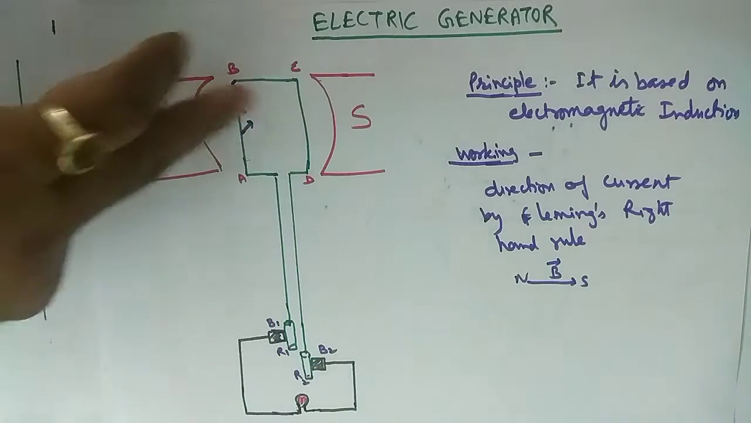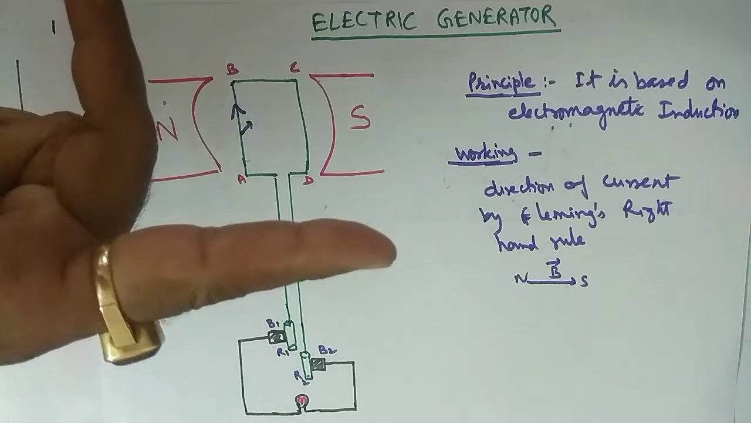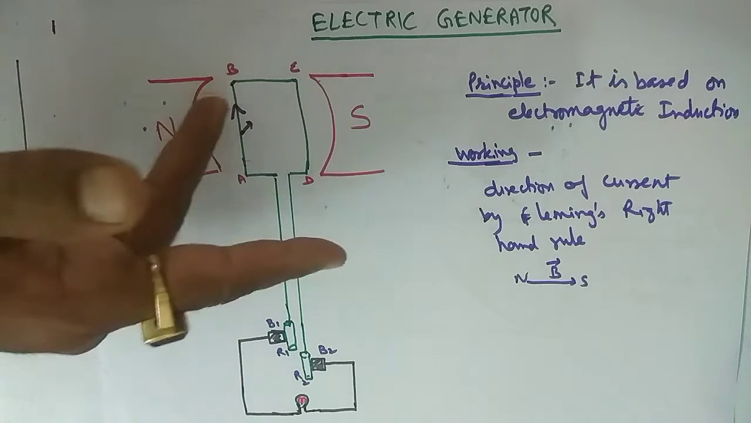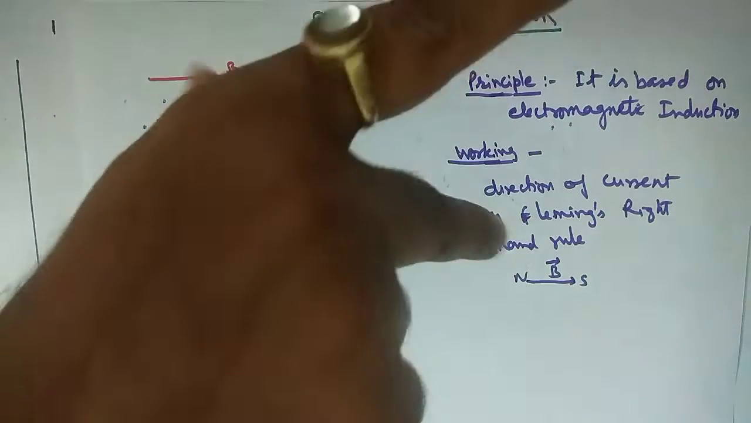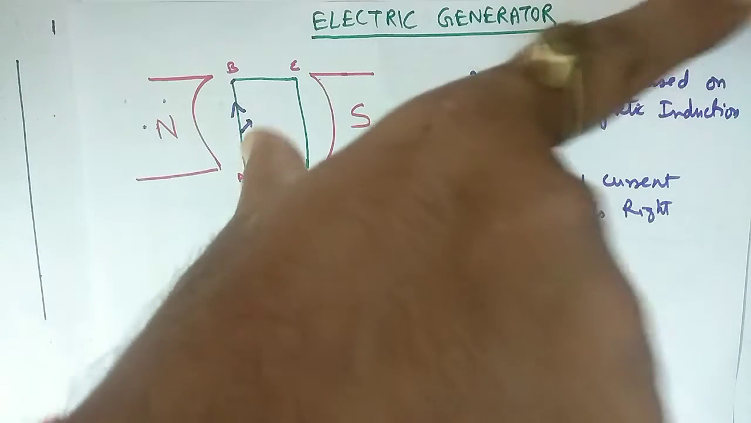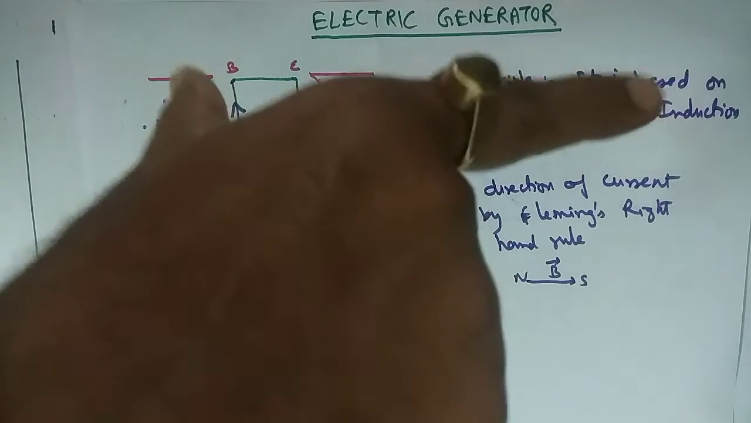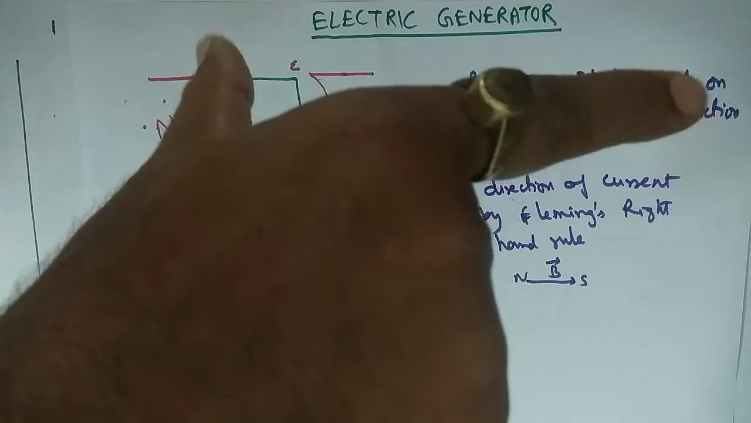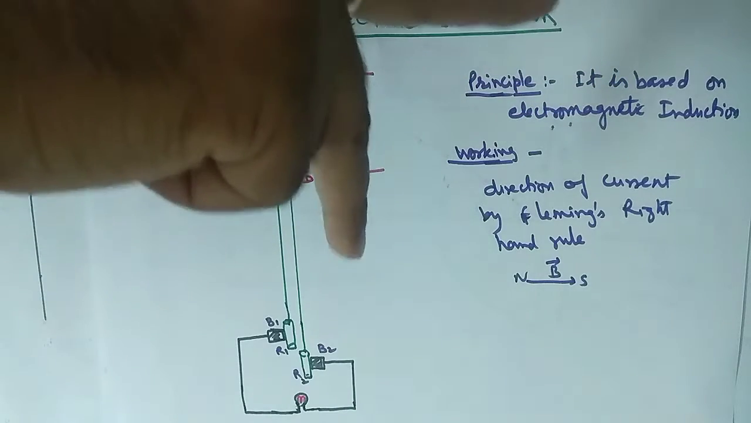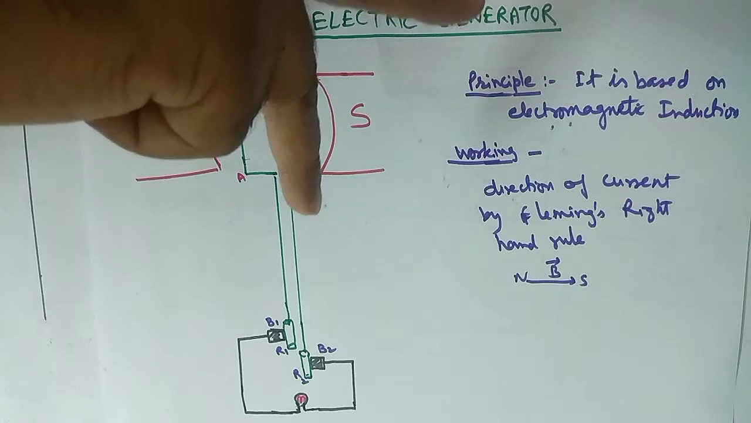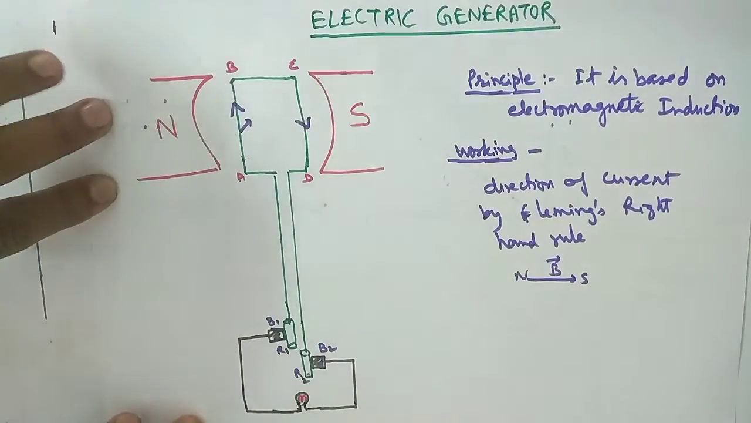In the same way, if you see CD in the second arm, this is the direction of the magnetic field. At the same time, when AB is moving in the upward direction, CD will move in the downward direction. The thumb will show the motion of the conductor, and this is the direction of the magnetic field. So what will be the direction of the current? It is from C to D. This is the way to find the direction.